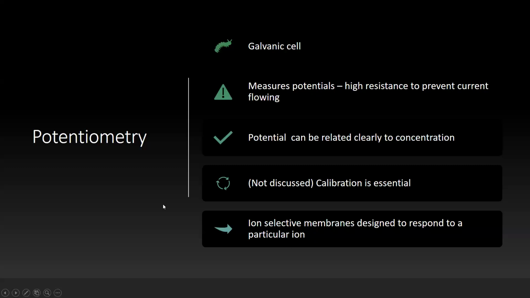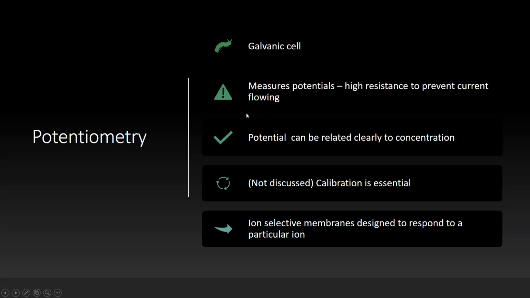So to just conclude about potentiometry, it uses galvanic cells, which means no energy needs to be added into the system. It measures potentials, and those potentials can be directly related to the concentration of test samples.